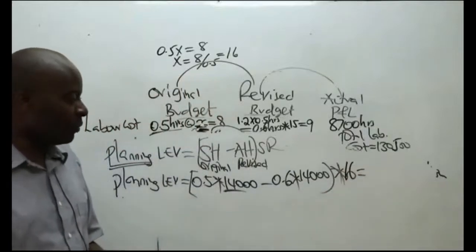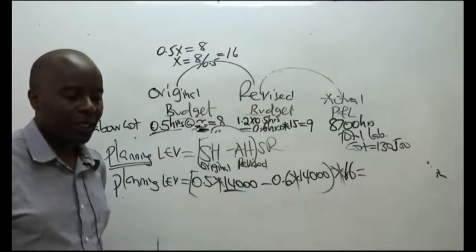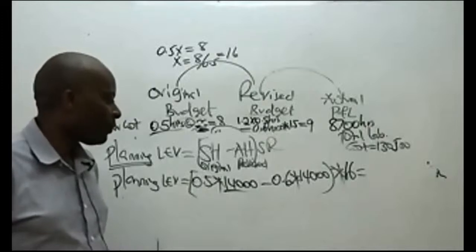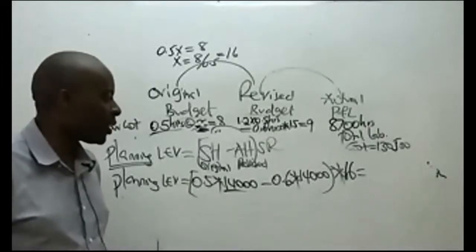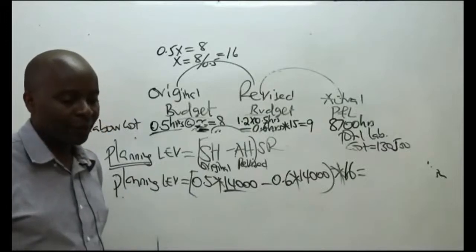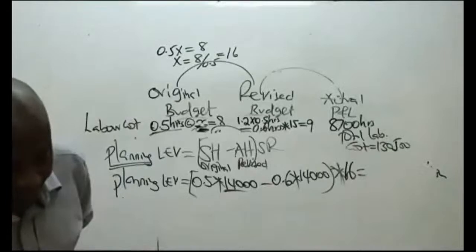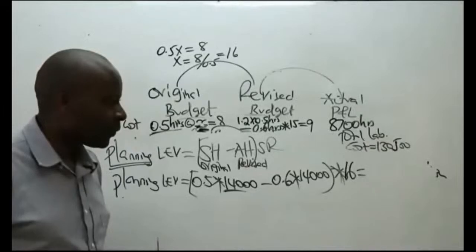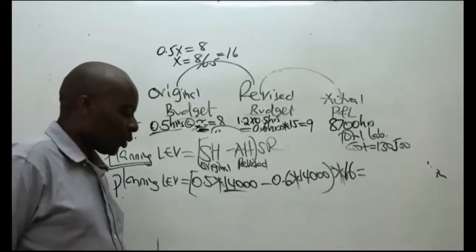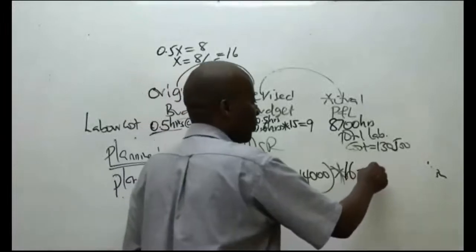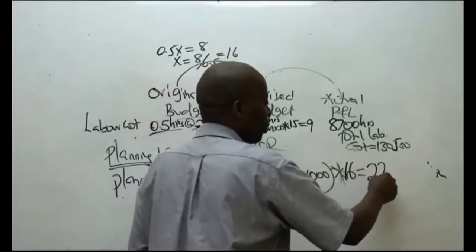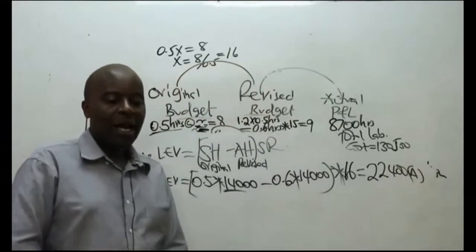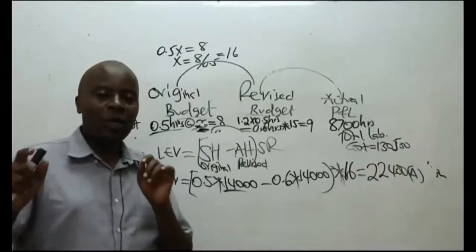So then, could you kindly give me this answer? Open brackets here, 0.5 times 14,000 minus 0.6 times 14,000, close brackets, times 16. Give me an answer. Are you able to see some answer being given there? 22,400. Is it from one student only? 22,400 adverse.